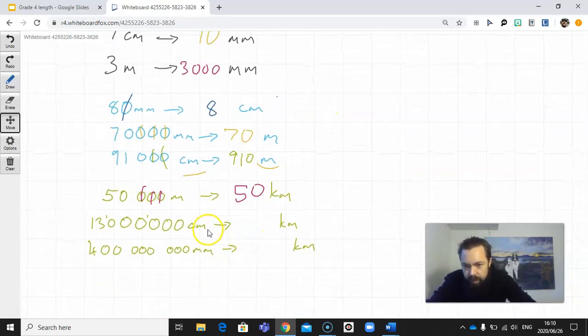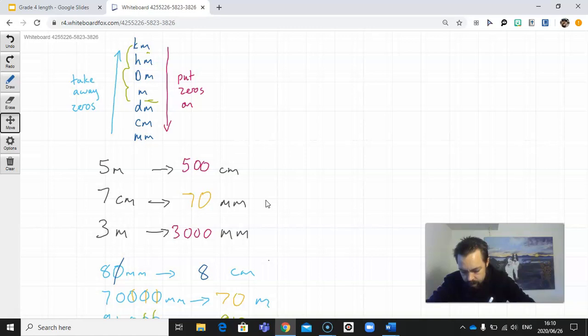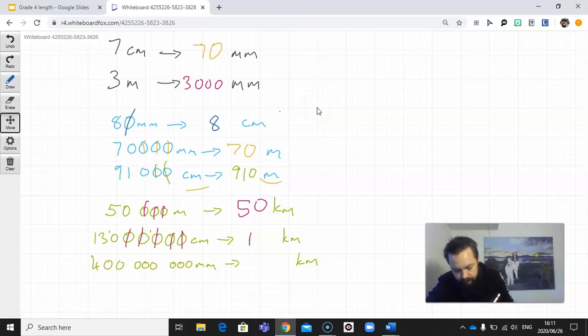We're going from centimeters to kilometers. So centimeters down here to kilometers. So that's, wow, that's a big jump. 1, 2, 3, 4, 5 jumps up. So that's going to take away 5 zeros. 1, 2, 3, 4, 5, and I'm left with 130 kilometers. So 13 million centimeters. Is that right? Yeah, 13 million centimeters is equal to 130 kilometers.